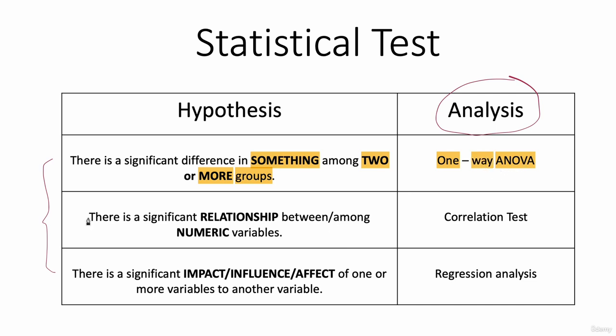If you find a hypothesis like there is a significant relationship between or among numeric variables, you have to use the correlation test. Or if you have to measure the significant impact, influence, or effect of one or more variables on another variable, you have to use the regression analysis. You will learn more about such statistical tests in the practical lessons. Proceed to the next slide.